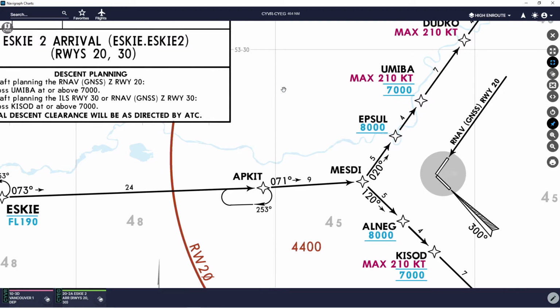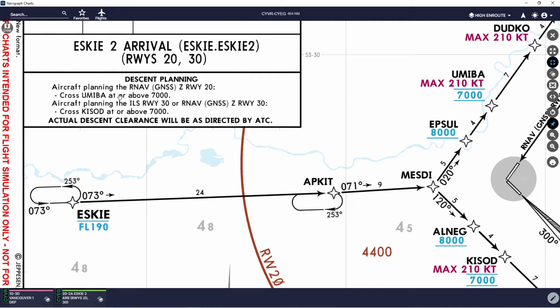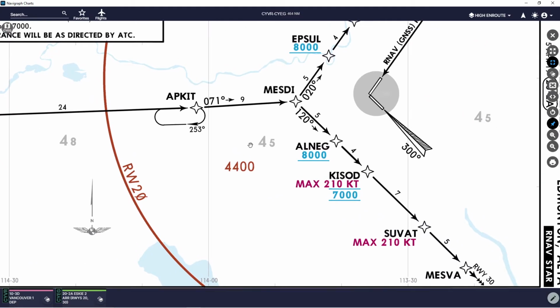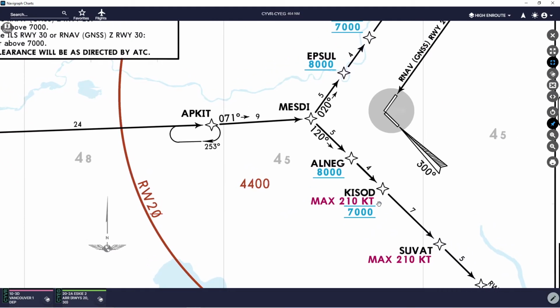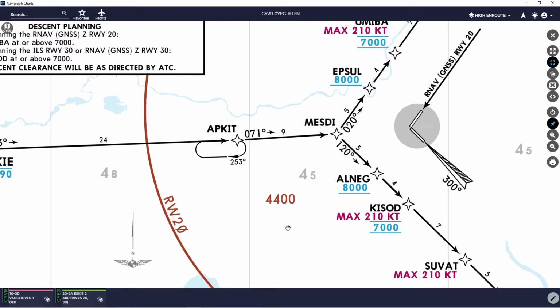But there are some notes in here too. If you tell ATC you're planning one of these approaches here, this is going to help them out in their planning purposes. And in some cases, it actually might waive certain restrictions that are placed on the star. So let's take a look at ILS 30. Aircraft planning the ILS 30 or RNAV GNSS Zulu runway 30 cross Sod at or above 7,000. So you can plan at 7,000 or you can still be above 7,000 in that case.